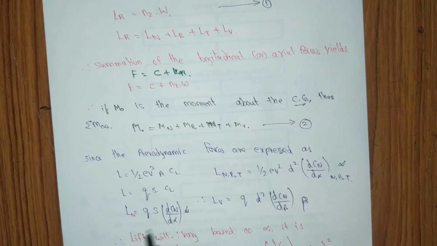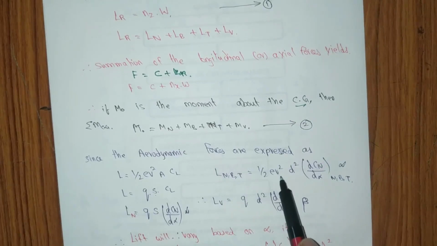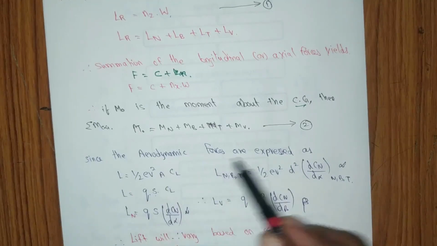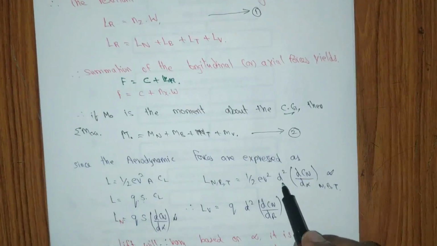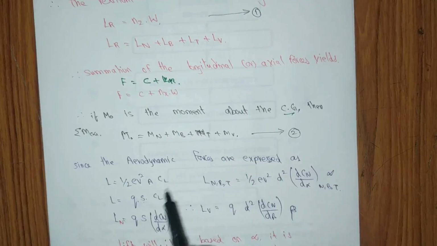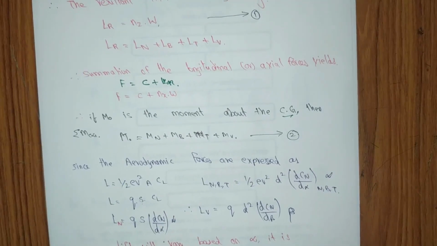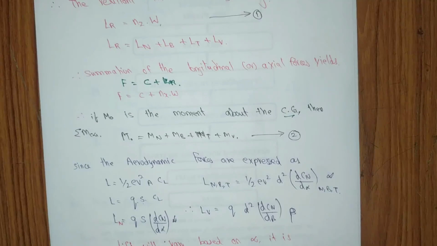So first we have to calculate Ln, Lb, Lt, equal to half rho V square times the area. Instead of A, we are using the area as D square. So we cannot say CL directly is the lift coefficient. Here we have two things: one is alpha and the other is beta. So alpha you have to represent separately, and beta you should represent separately.